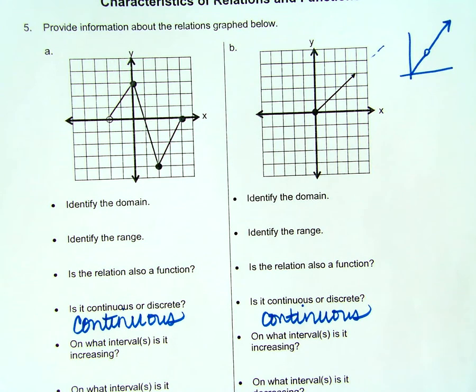But where is the hole on A? At the end or at the beginning? So it's a stopping place or a starting place. Okay? So now I know that it's continuous. I know how I can write the domain and range, right?